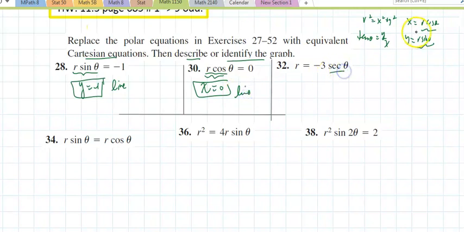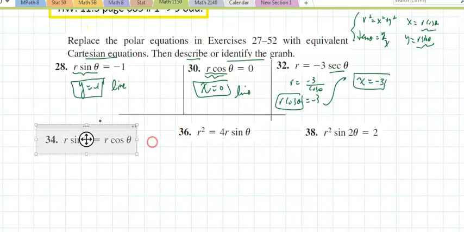And there is no secant. There's only 4 of those. So if I manipulate the problem a bit and say that's 3 over cosine of theta, cross multiply, and I know that r cosine of theta is x, and that's also a line.